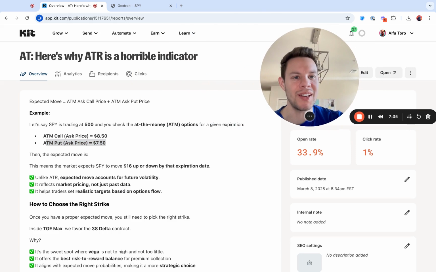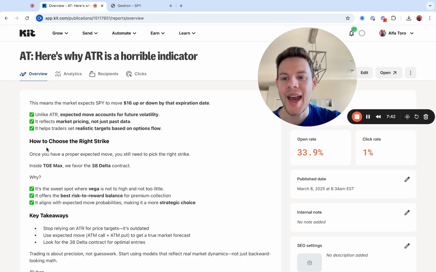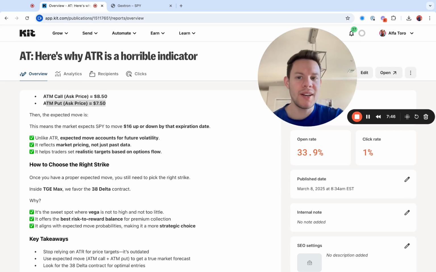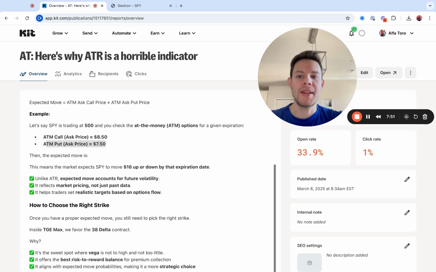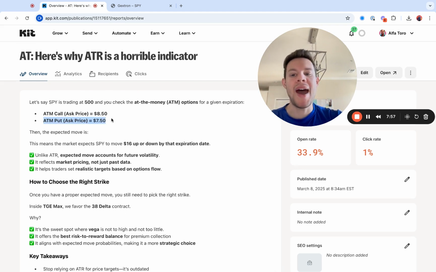Okay, so I already do that for you. You don't got to do the hard work. You just got to play the ranges, and it's based off of option flow data. It can't get any better than that. All right, how to choose the right strike. Okay, so this is really important because the main thing about ATR is setting price targets, right? But I'm telling you, that's the worst way to do it because it doesn't take into account volatility. It doesn't take into account option flow data. So by using just this simple math, okay, now you have a range. How do you pick the best strikes, the best targets for options, right?